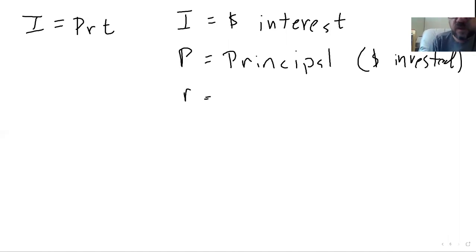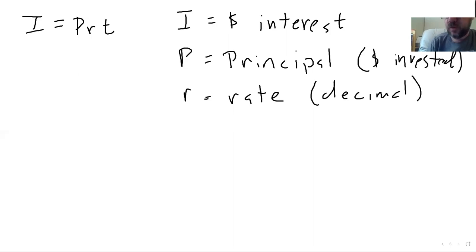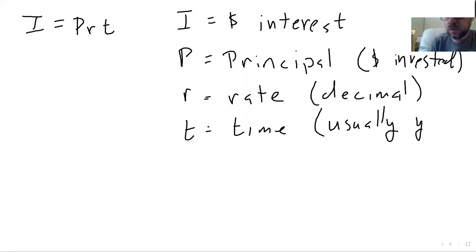R is interest rate in decimal form, not percent form. So if your interest rate is 2%, R is 0.02, not 2. And then T is time, usually years. And we need that formula for this problem.